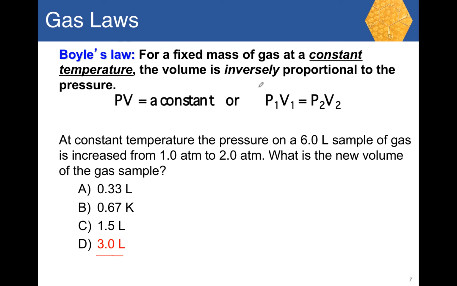But the main thing is we are using this equation, and we know what P initial is, the pressure. We know what V initial is, 6 liters. We know what P final is, 2 atmospheres. And the volume is what we're trying to find. So set that equation up so you can do the calculations, and you should get 3.